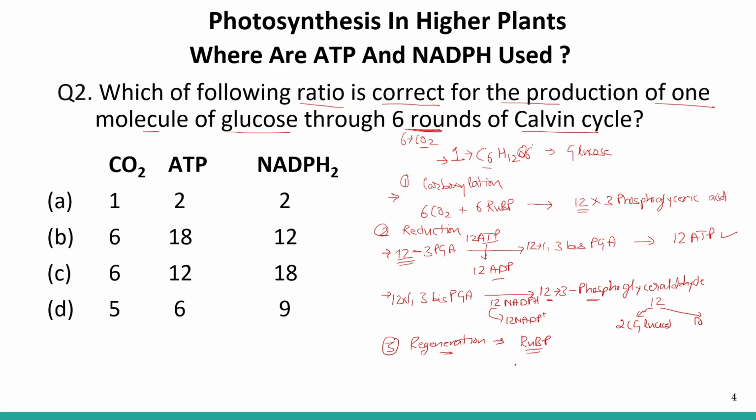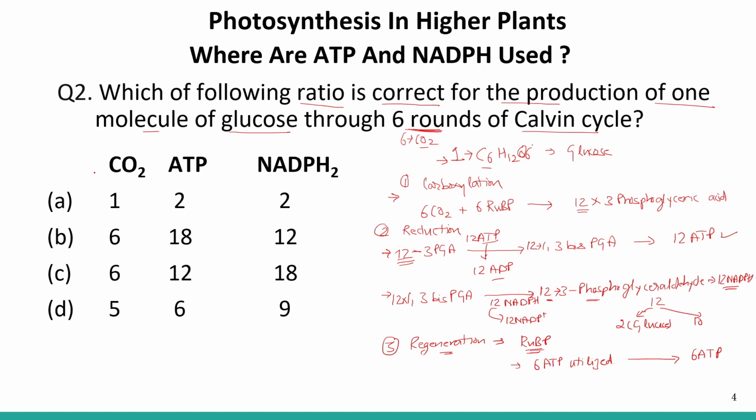Okay, and 6 ATP are utilized in the regeneration of 6 molecules of RuBP. Alright, this also you have to note. Here 6 ATP are used. Okay, in this step 12 NADPH were used.